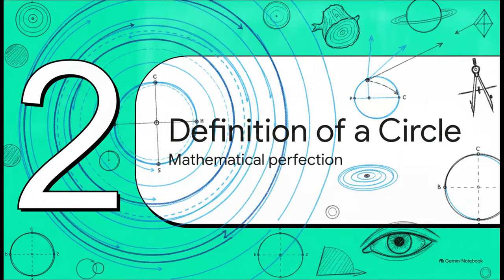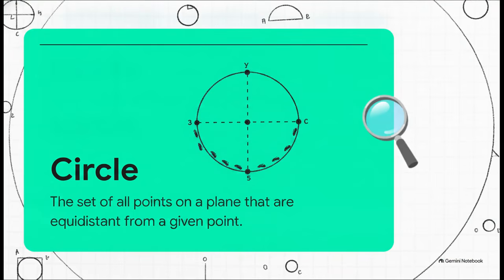Section 2. The definition of a circle. So we're now going to turn these beautiful natural observations into a formal, rigorous mathematical concept. By definition, a circle is the set or locus of all points on a plane that are equidistant from a given point, which we call the center.